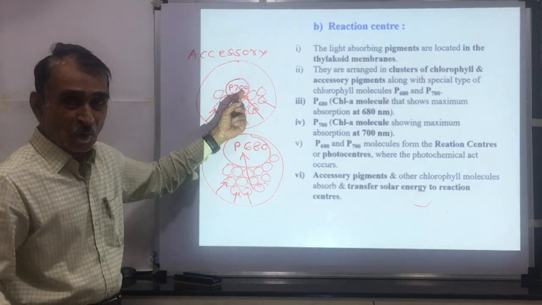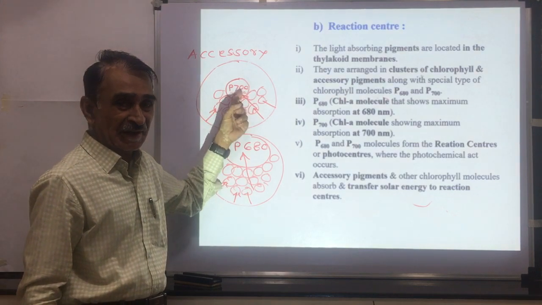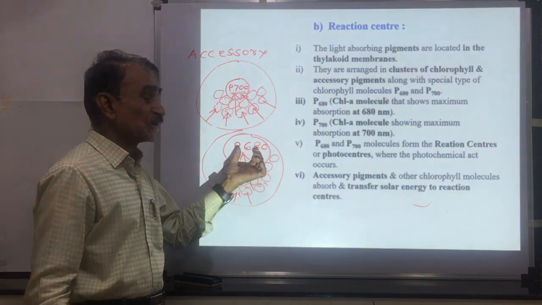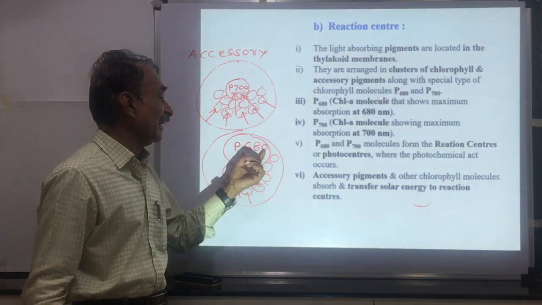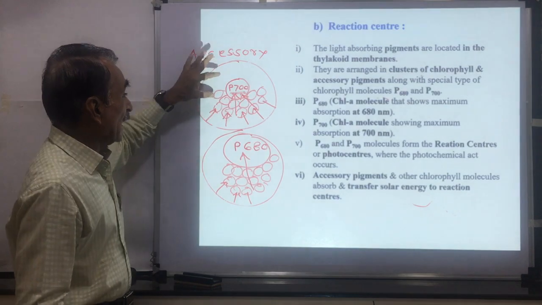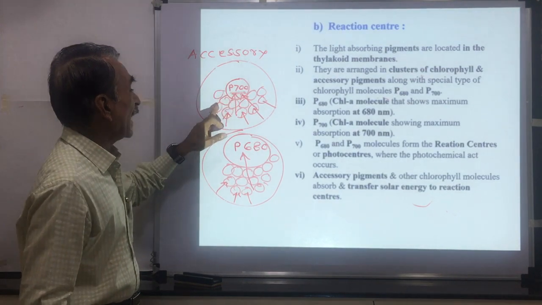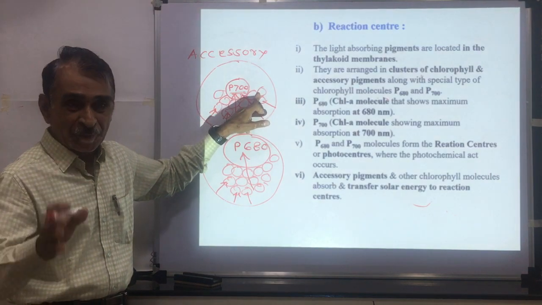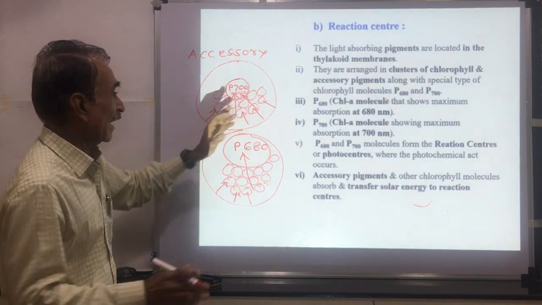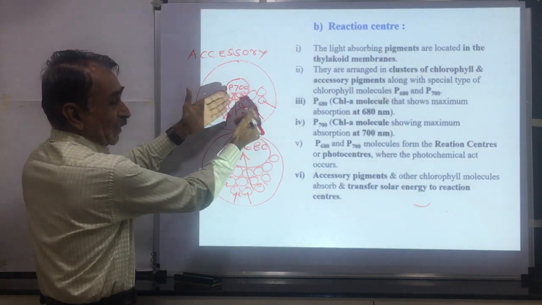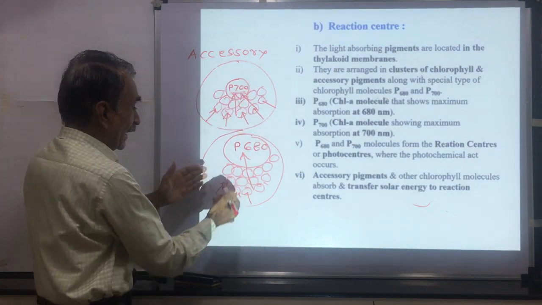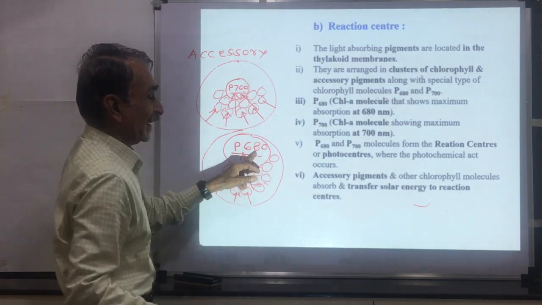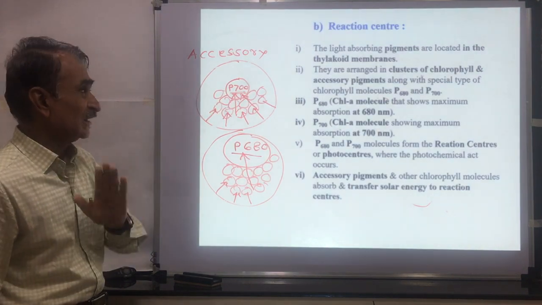P700 is a form of chlorophyll A having maximum absorption at 700 nm. P680 is another form of chlorophyll A which absorbs maximum light at 680 nm. Around this P700, there are other accessory pigments, that is other forms of chlorophyll A, chlorophyll B, xanthophylls, carotenoids, etc. All these accessory pigments absorb light energy and transfer it to P700. Here also, all these pigments absorb the light energy and transfer it to P680, which are the reaction centers.